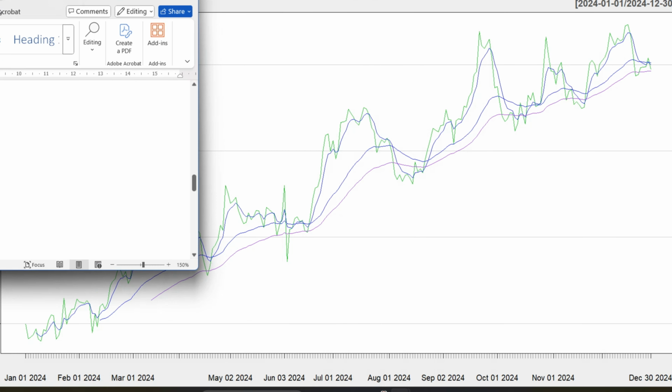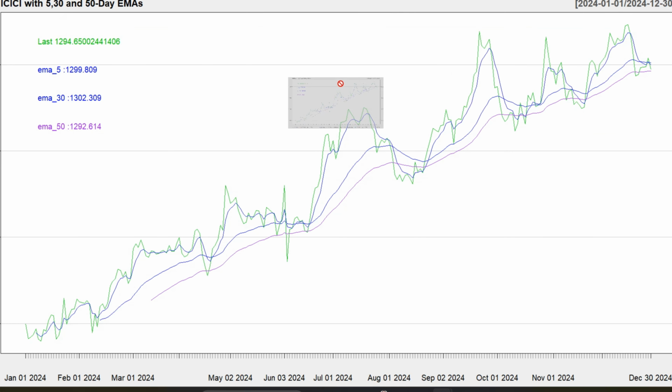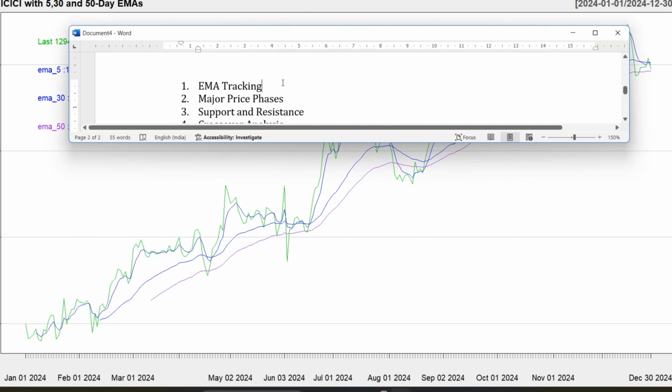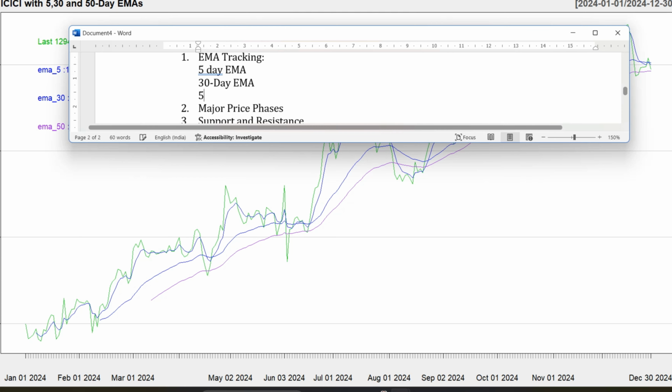Check whether we can show it in the... no, it's not possible. Okay. So here I will mention. First one is EMA tracking. We have 5-day EMA, then 30-day EMA, and 50-day EMA. So 5-day EMA is a short-term EMA, short-term trend analysis.